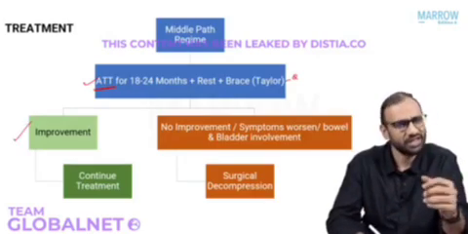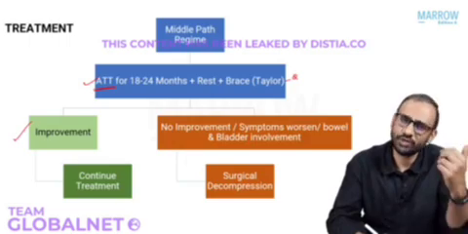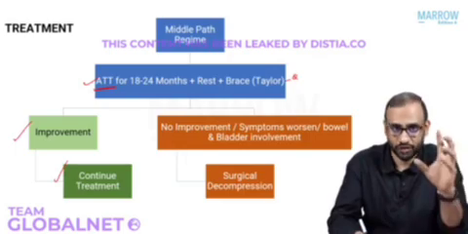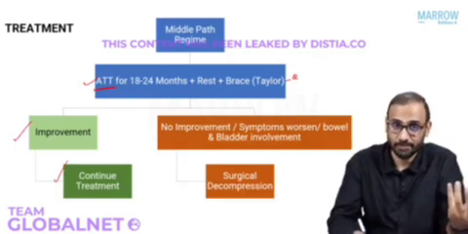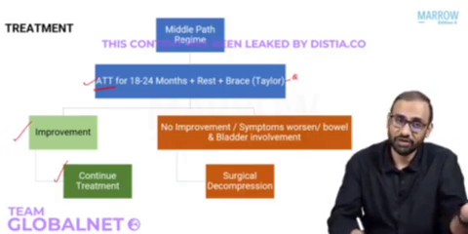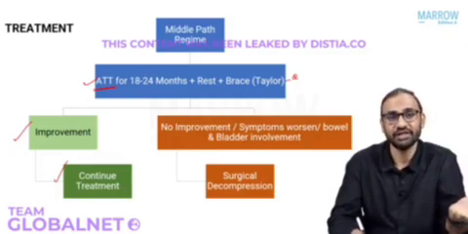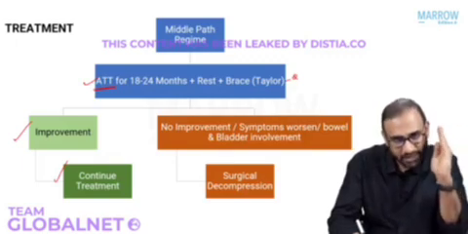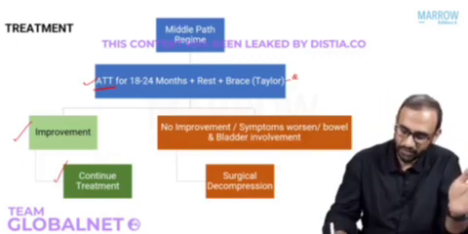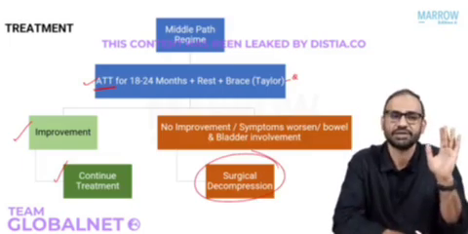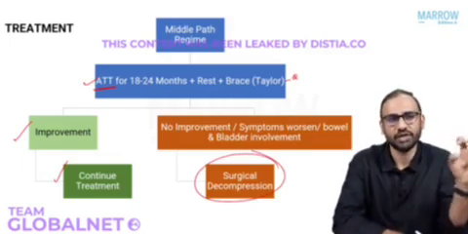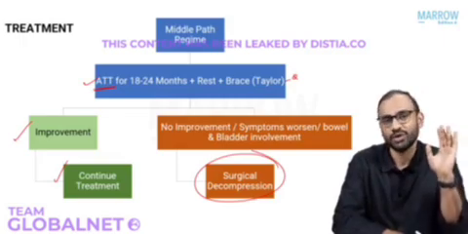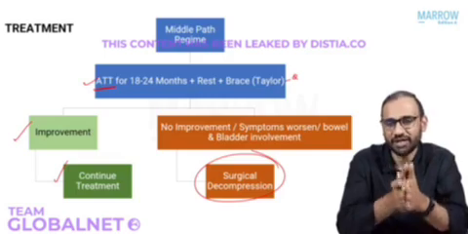If the patient is improving, then there is nothing that you need to do. Continue the ATT, the patient will improve. But if the patient is not improving over a course of few weeks, or is worsening, or if there is bowel bladder involvement, or if there is a neurological manifestation already, in that case conservative management goes out of the window and you have to go for surgical decompression. Go in surgically, remove the granulation tissue, decompress the spinal cord to relieve the neurological symptoms. That is the beautiful middle path regime.